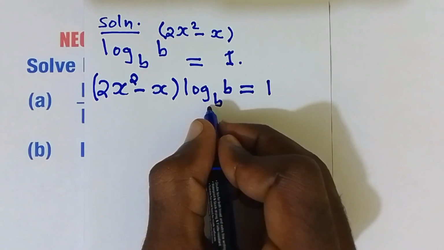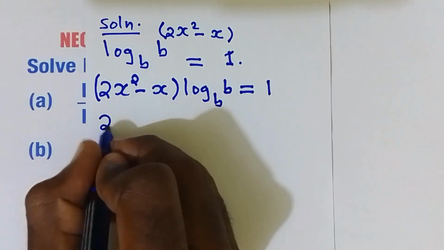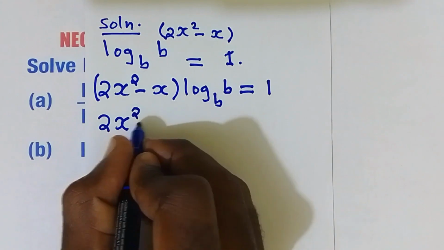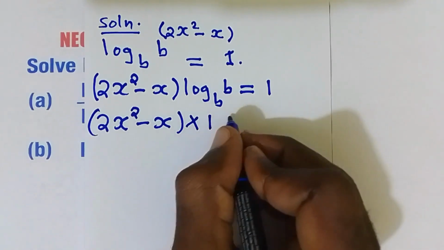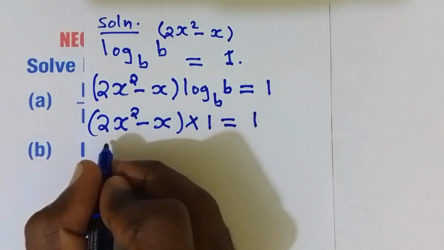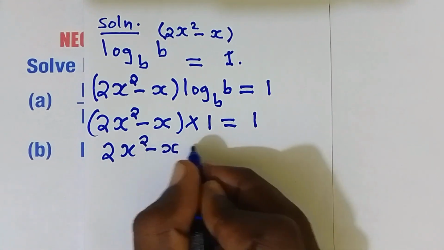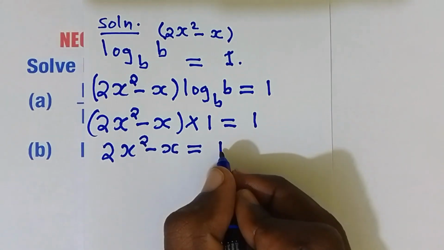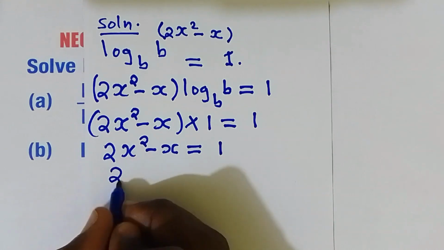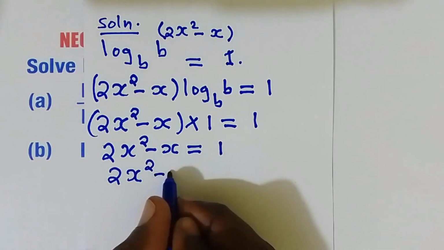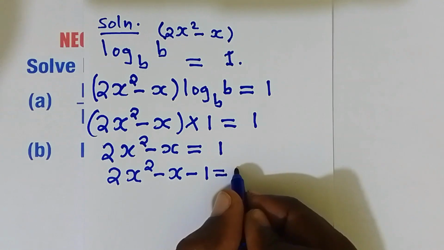But I know log b base b is equal to 1. That is going to be 2x squared minus x multiplied by 1. This is equal to 1. That is 2x squared minus x equal to 1. I'm going to bring 1 to the left hand side. We are going to have 2x squared minus x minus 1. This is equal to 0.